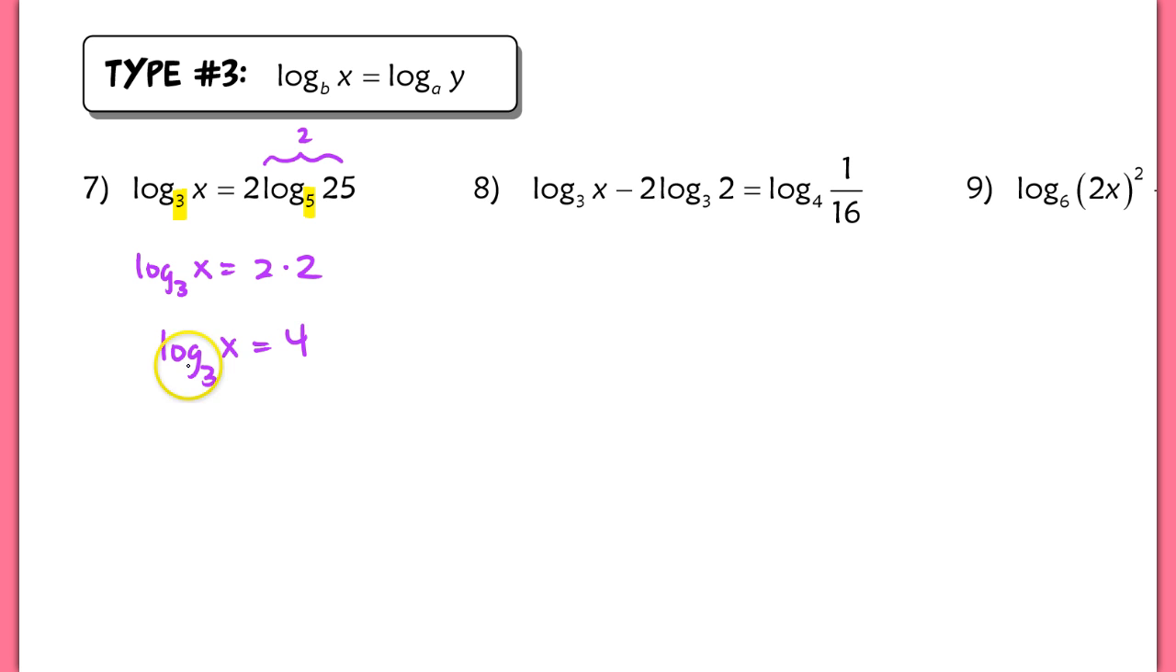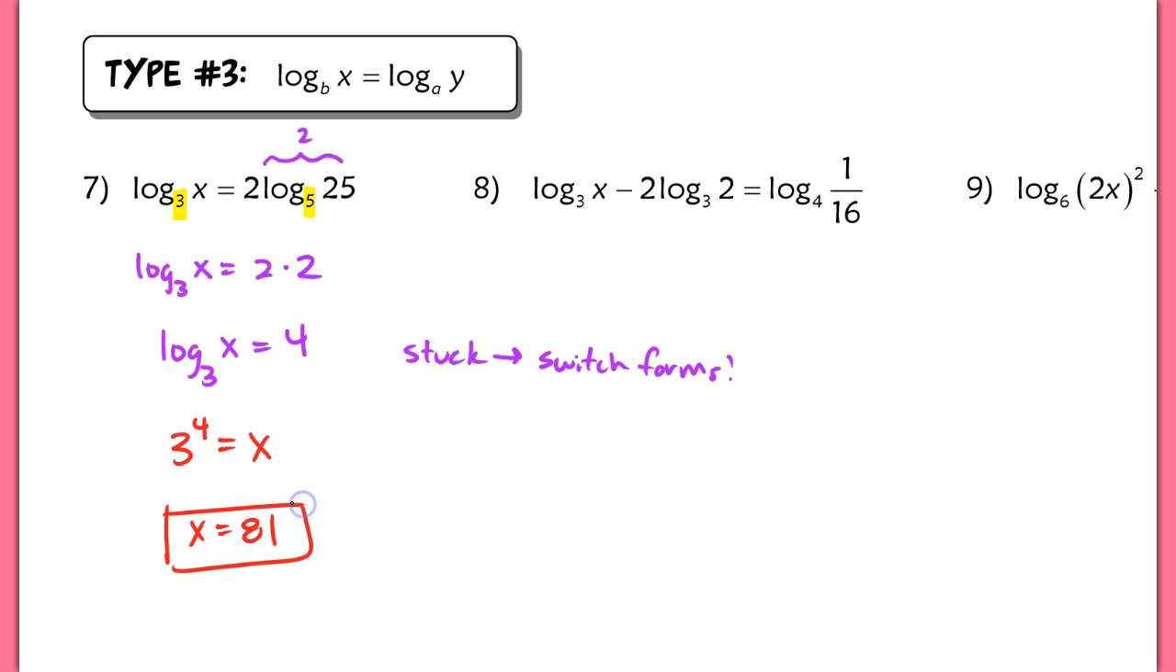Now we're stuck, right, because we can't simplify any further, so we're going to convert this to an exponential. So again, when you're stuck, switch forms. We're in log form, so we're going to go to exponential form. So we're going to take this and write that as 3 to the 4th power equals x. So x will equal 81. All right, now number 8, let me erase this.